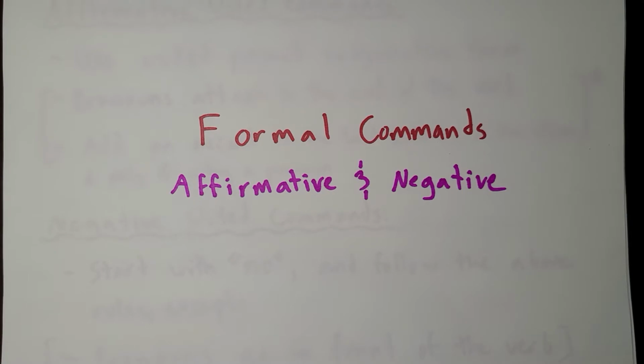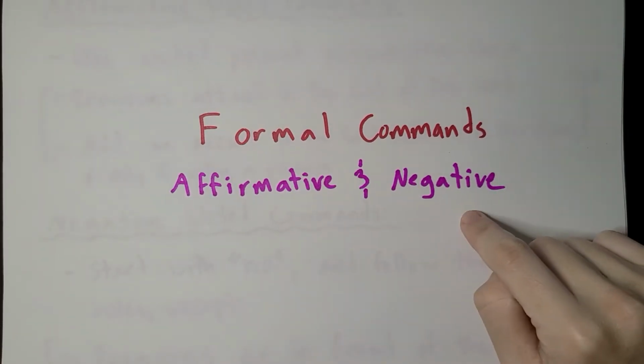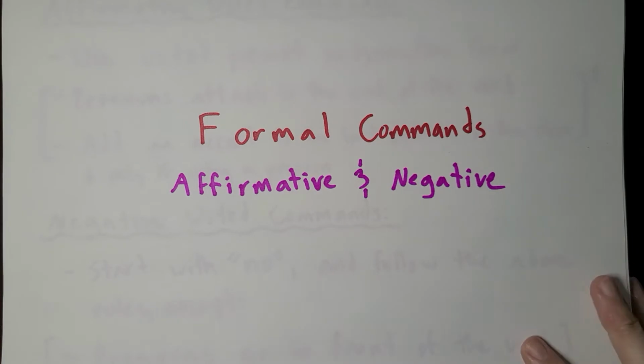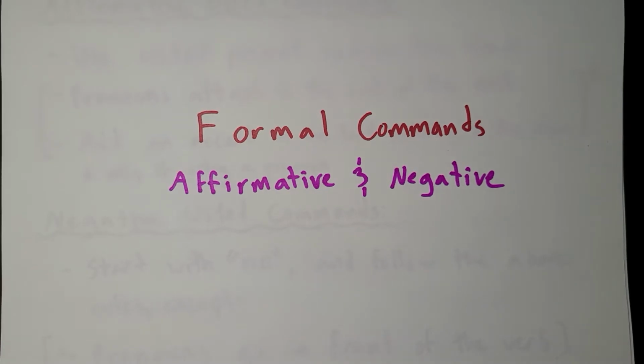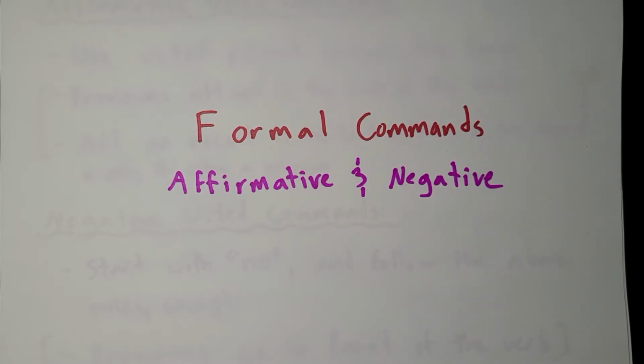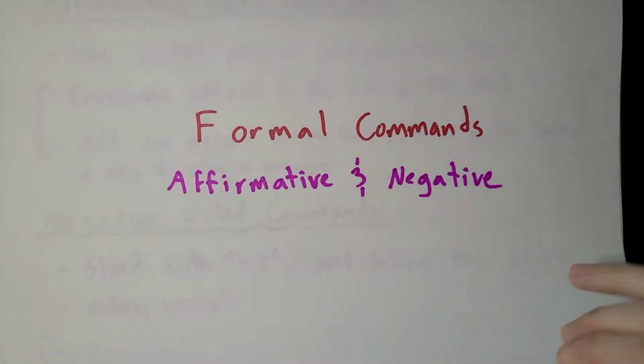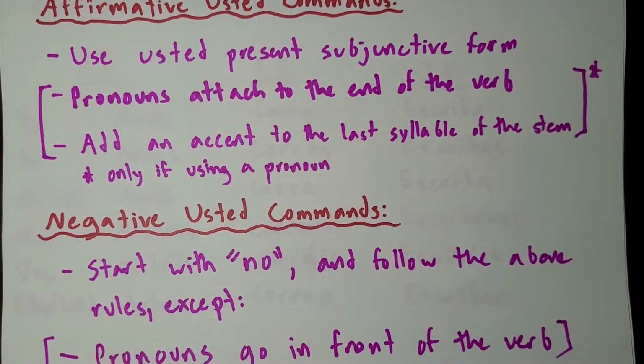Today I'm going to teach you how to make formal commands in Spanish in both the affirmative and the negative forms. So how to tell somebody to do or not to do something. We already went over informal commands, but in Spanish you can refer to somebody in the usted form, which is the more formal form. You might use this for your boss, your parents, or your teachers, and the grammatical rules for giving an usted command are a little bit different. So let's go right in.